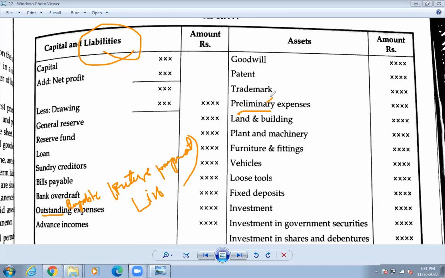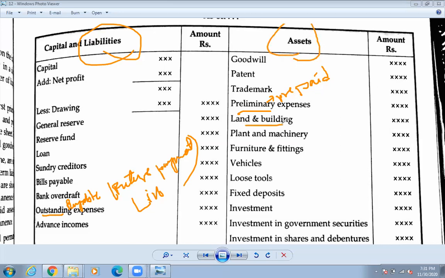Already paid. That means prepaid. Prepaid means already paid; you have the word pre. So this is the already paid expense, and they are also termed as assets. They are assets.